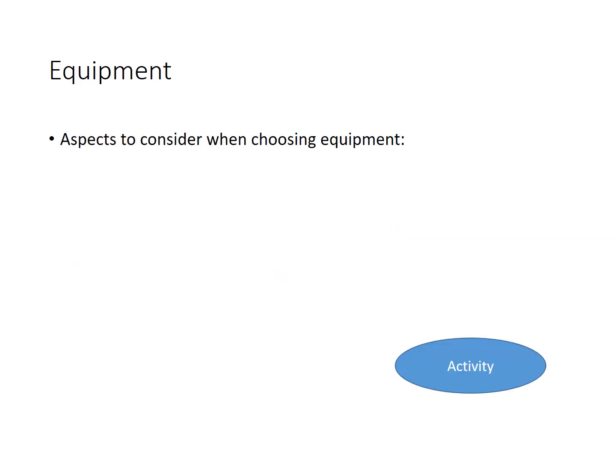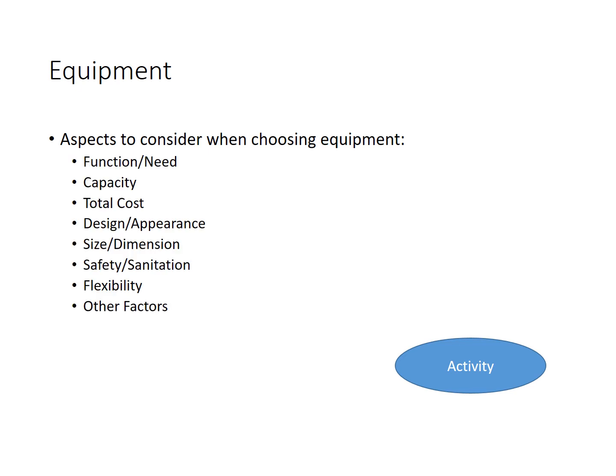Equipment. Aspects to consider when choosing equipment: their functionality, their need, their capacity. What is their total cost? Also their design and appearance, the size and dimensions, safety, sanitation, flexibility, and various other factors. So you need to consider various aspects when reviewing the equipment.